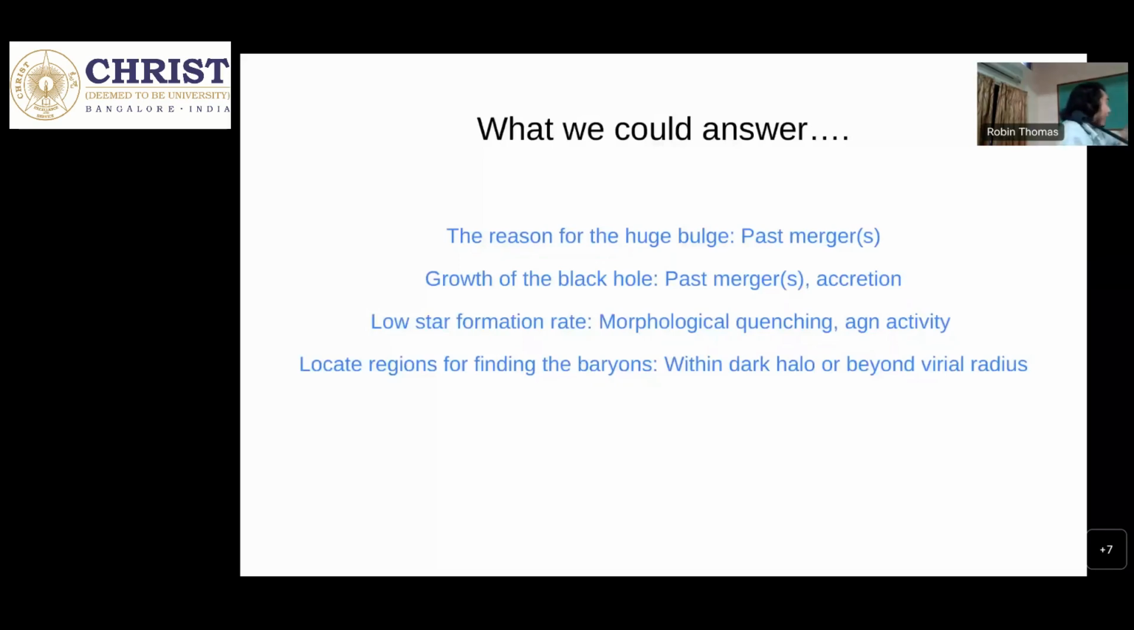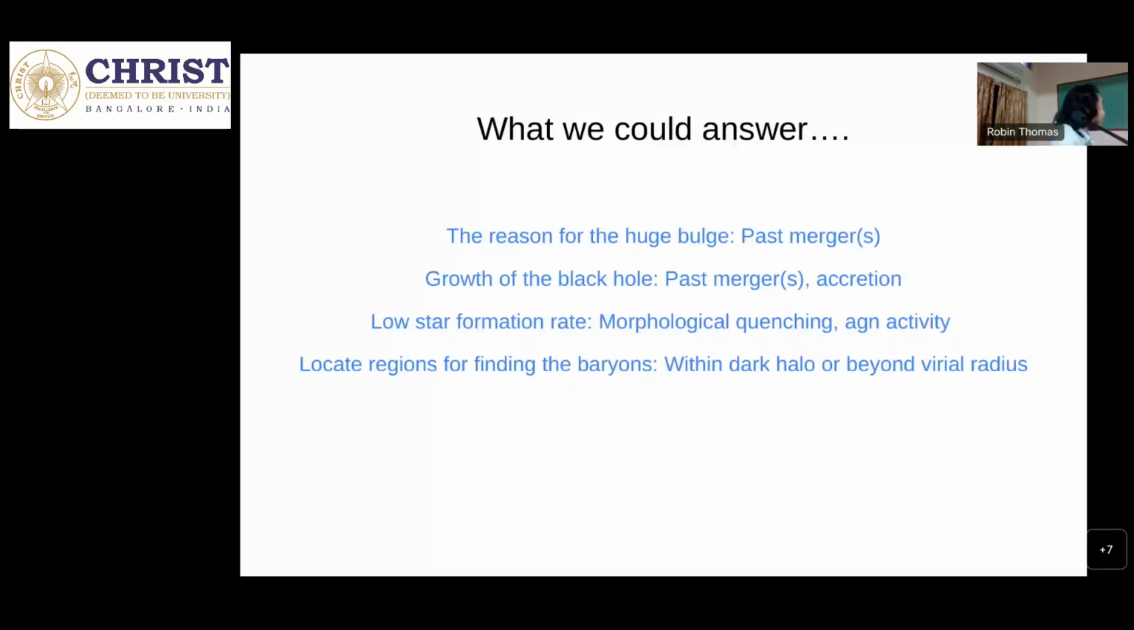So we can find where the baryons could be, either within the dark halo or beyond the virial radius in the intergalactic medium. This is the constraint here. We still don't know the activity of AGN, when positive feedback happened, when negative feedback happened. As I told, positive feedback is when the feedback induces star formation in the disk, and negative feedback reduces the star formation in the disk.